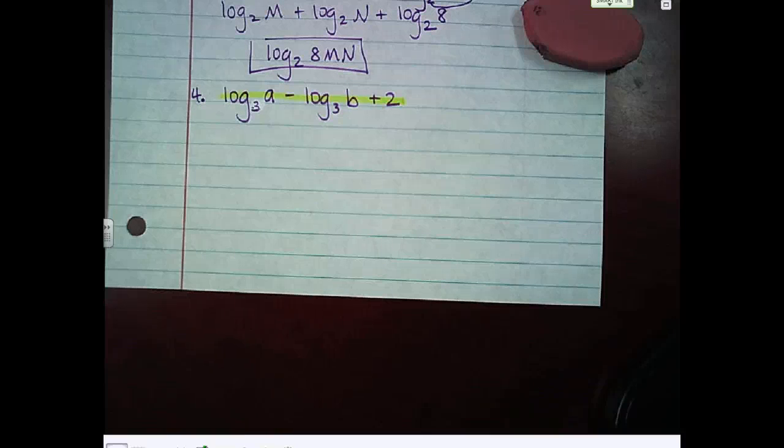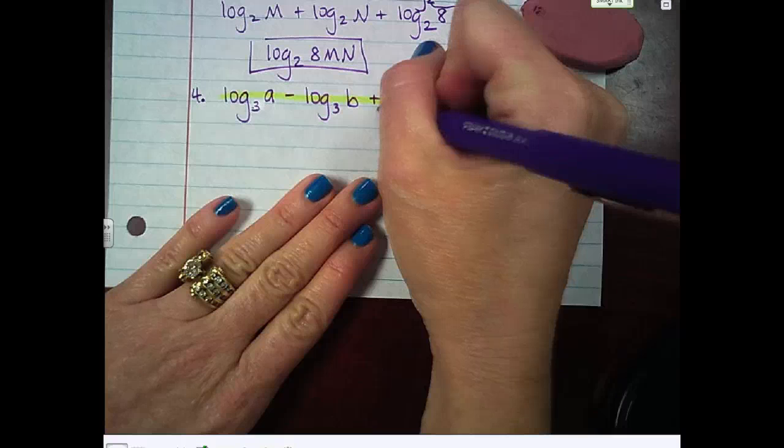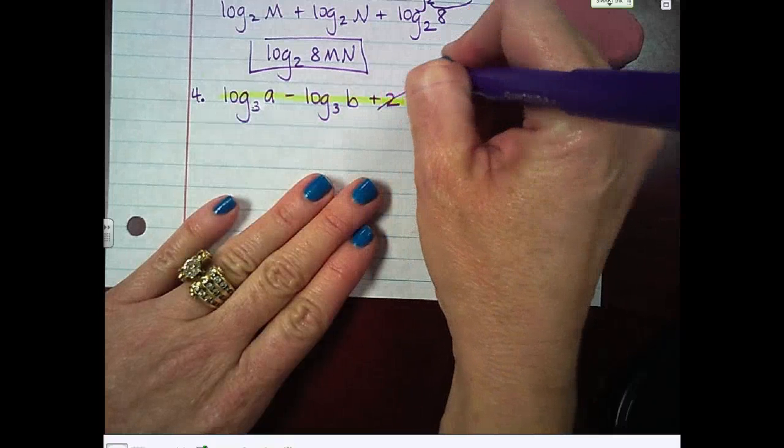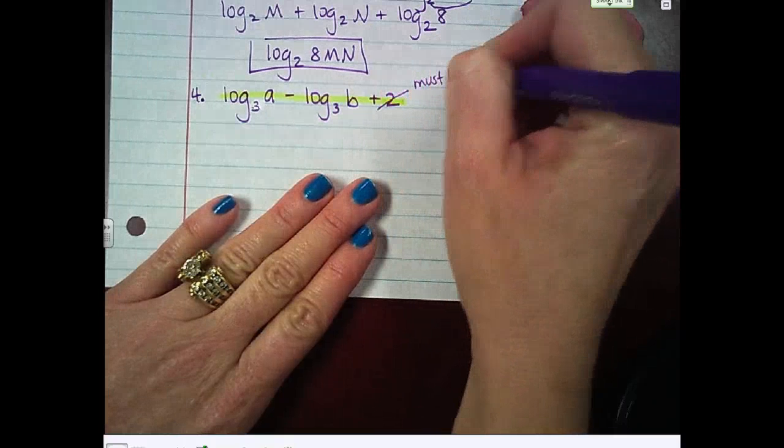Which one doesn't fit in? Why? I can't use order of operations. I can't use my properties unless they all have the same base. So we're going to replace 2. You must put it in log form. This must be in log form.